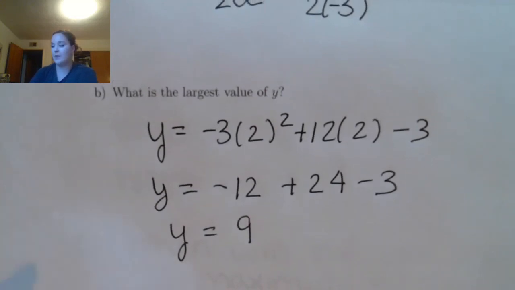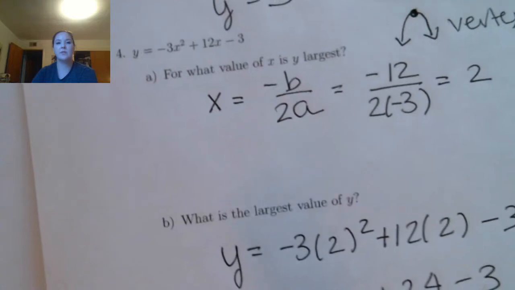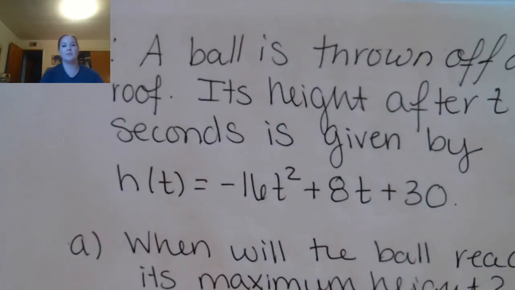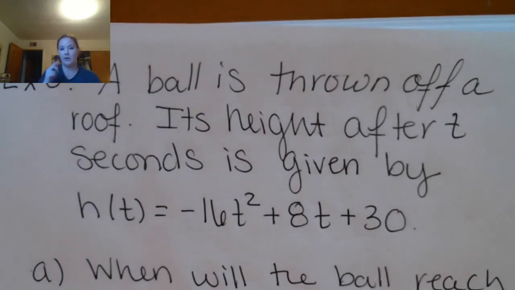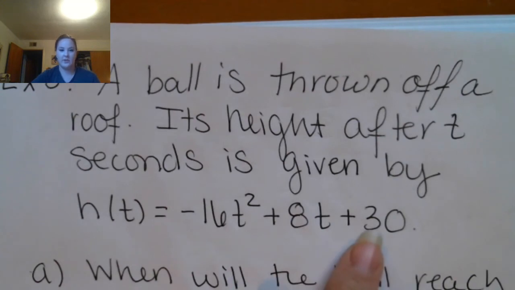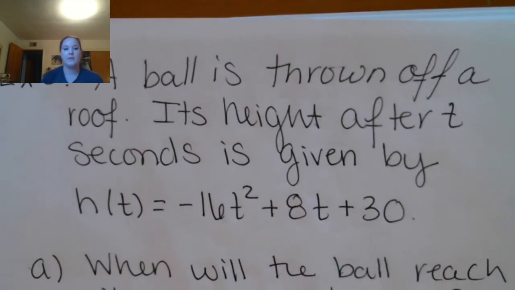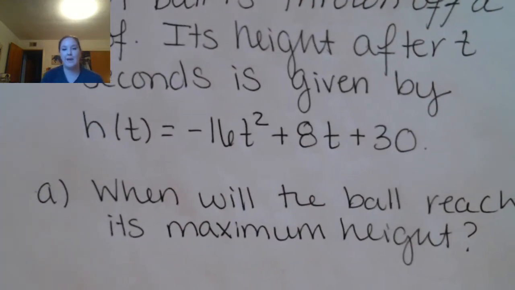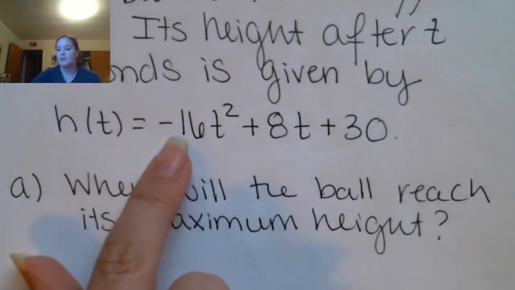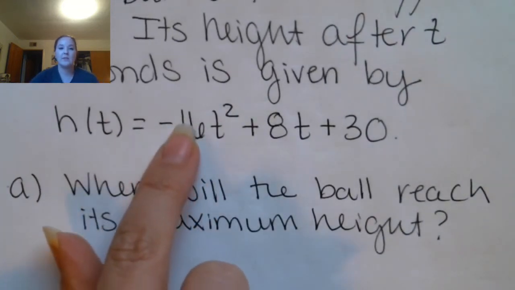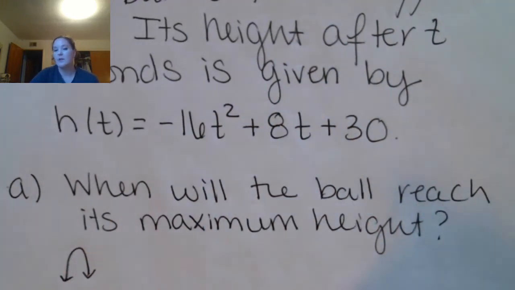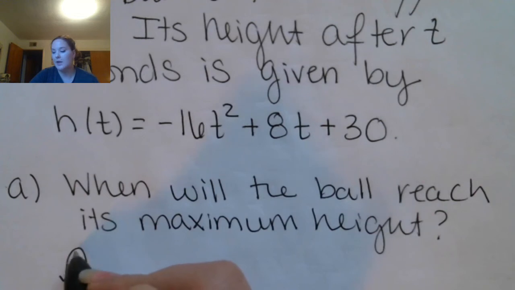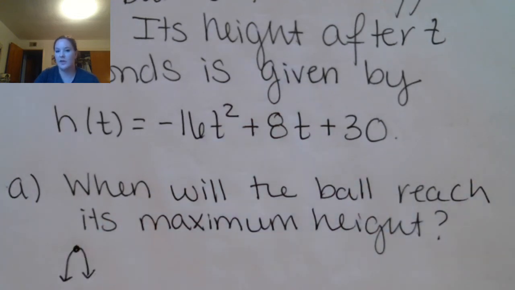Let's see how we're going to use this in more application type settings. We have a word problem. A ball is thrown off of a roof. Its height after t seconds is given by this function. It says, when will the ball reach its maximum height? Again we have a parabola, and because of this negative sign we know that it's facing down. So the ball's maximum height is going to be at the vertex.